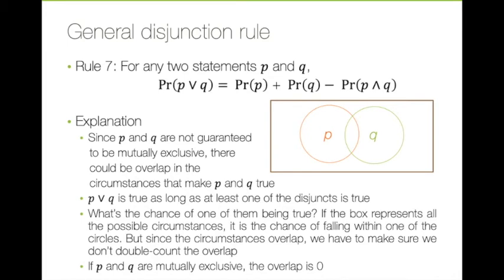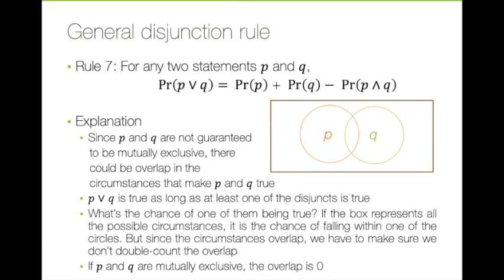Well, since P and Q are not guaranteed to be mutually exclusive, there could be an overlap in the circumstances that make P true and the circumstances that make Q true. So we see that in the diagram. There's an overlap in the set of circumstances in the orange circle that make P true and the ones in the green circle that make Q true.